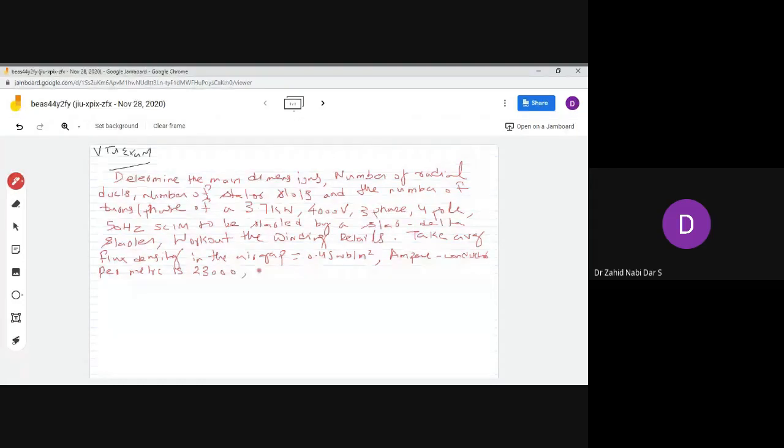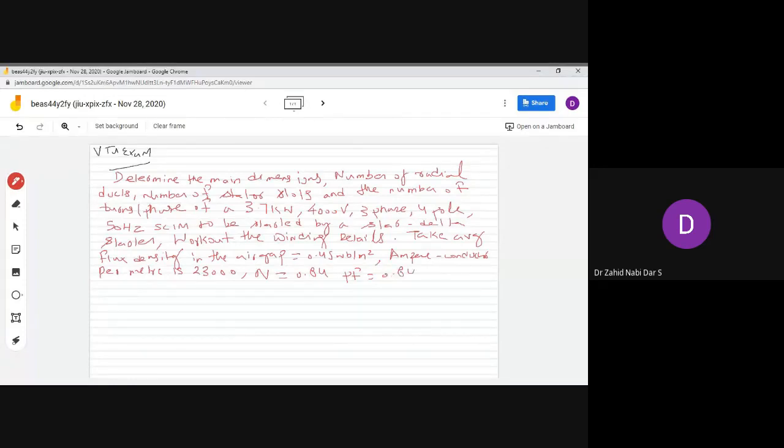Efficiency of the machine is 0.84. Power factor is 0.84. Winding factor, that is KWS, is equal to 0.955. Stacking factor SF is 0.9, and your L by tau, or some books will write L by Z, is equal to 1.5, where this tau is equal to pi D by P. So this is not given in the question, you should know this.